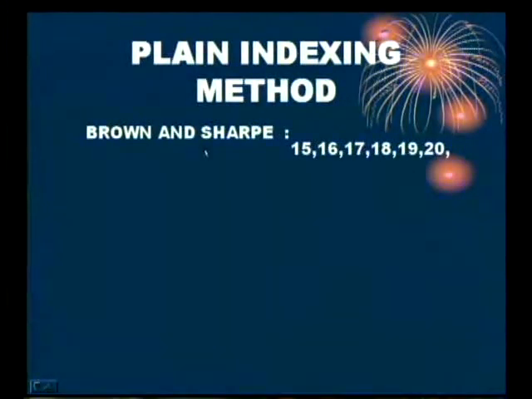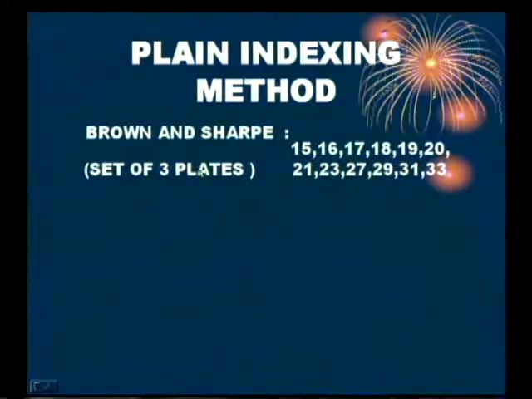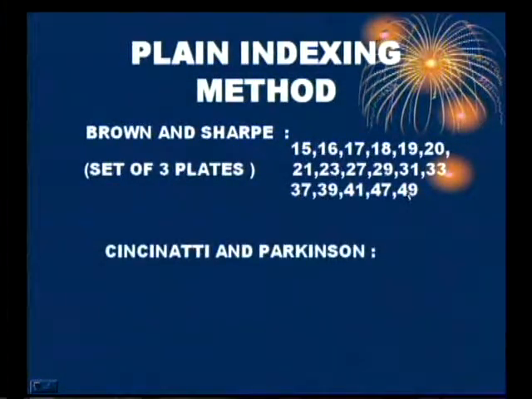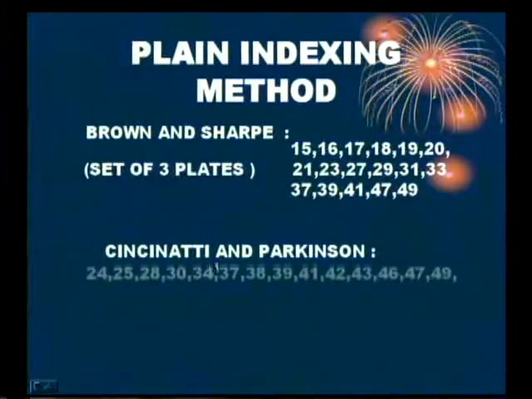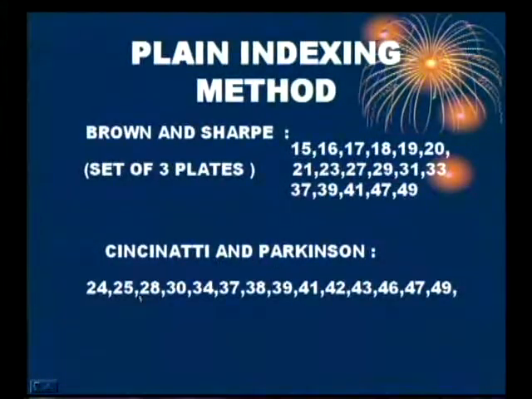Generally, Brown and Sharpe is the one company which is supplying index plates in a set of 3 plates, where the number of holes varies from 15, 16, 17 up to 49. Another company, Cincinnati and Parkinson, also supplies index plates which are used with the plain indexing method. In Cincinnati and Parkinson, the number of holes varies in this fashion: 24, 25, 26, 28, 30, 34, like that up to 49.